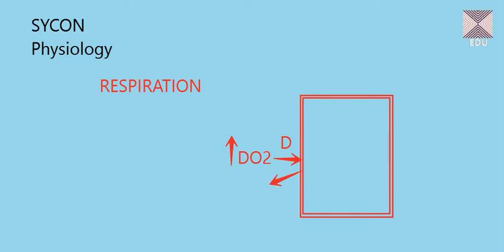carbon dioxide. This is a very similar process which is going on in amoeba, and it is going on in paramecium. Here we have to consider that each and every cell is respiring on its own. So there is no specialized respiratory system as such in Sycon. So that was all about respiration.